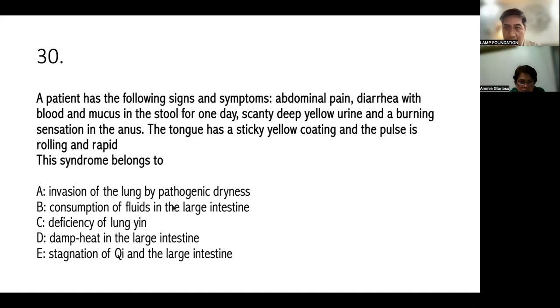Burning sensation, mainit po, Doc. So, damp heat po iyon. Pero sasabihin mo ba kaagad damp heat? Parang heat lang yata. Nasaan yung damp diyan? Doon po, kasama itong scanty deep yellow urine. No, doon pa sa symptoms. Scanty deep yellow urine. When you say scanty, that's heat, right? Deep yellow is heat. Scanty, di ba? Ang tanong ko, saan mo hahanapin diyan yung damp sa symptoms?